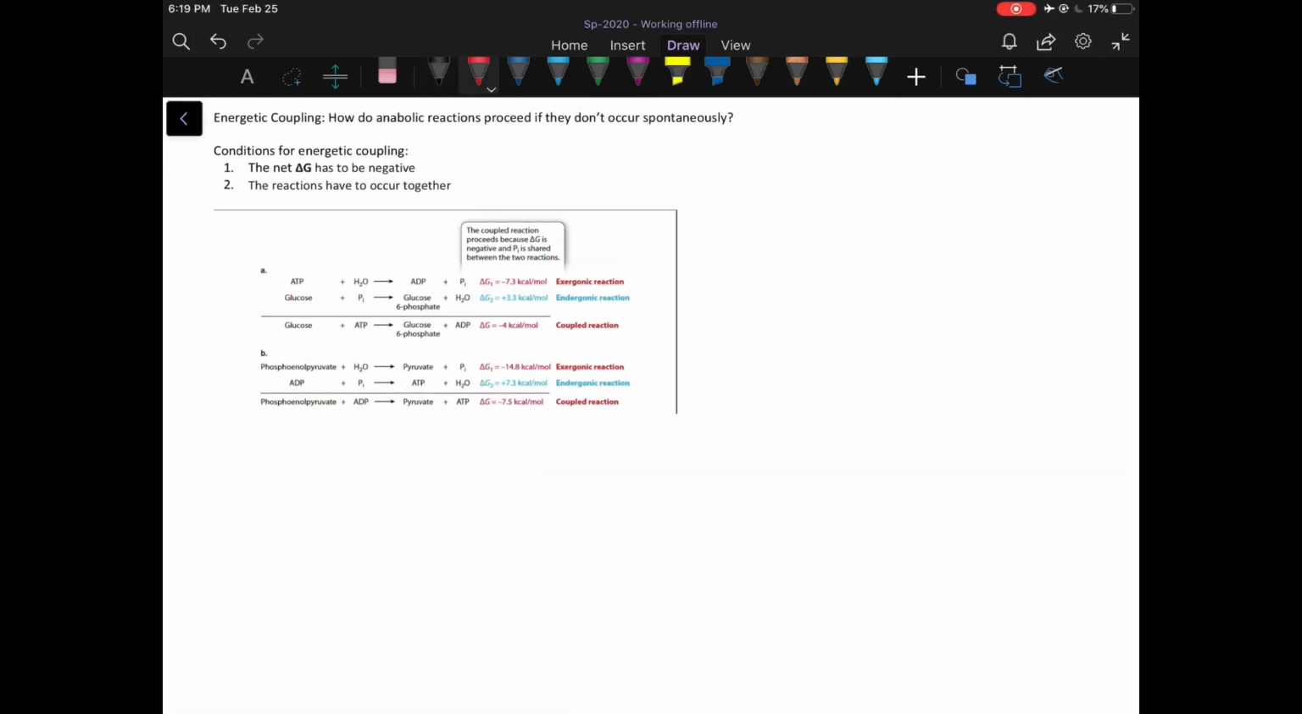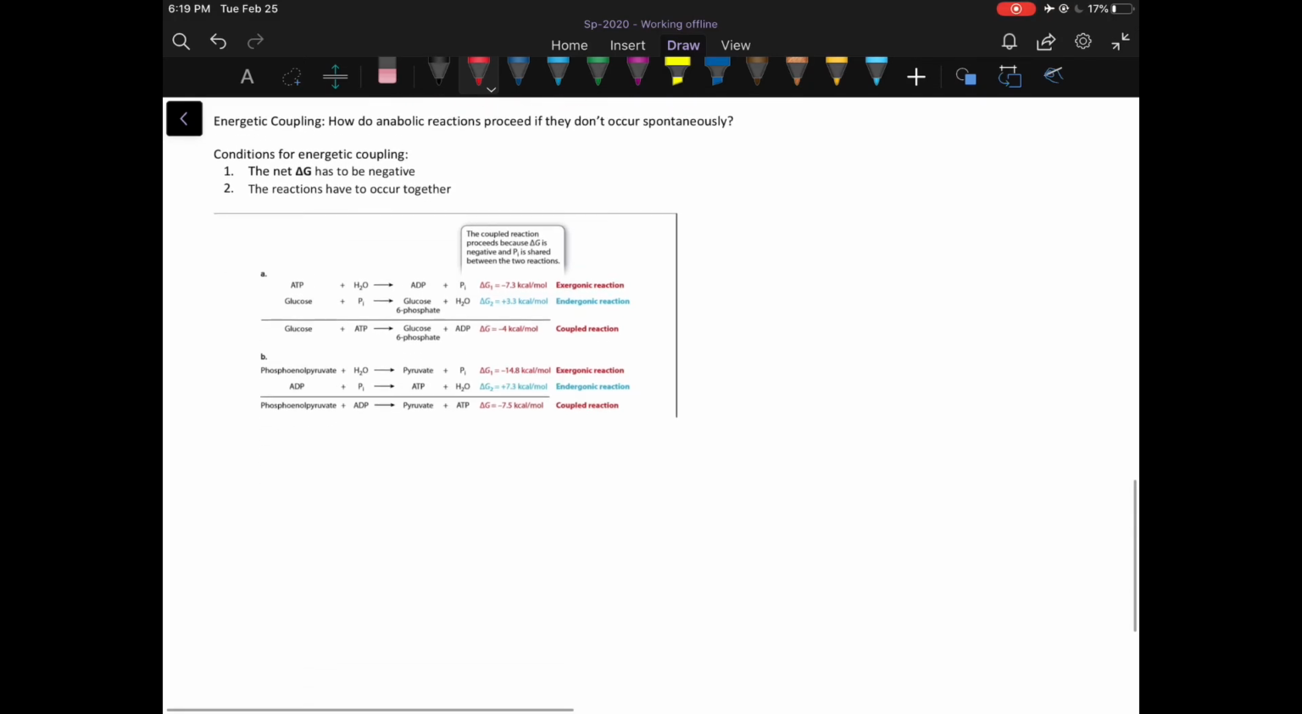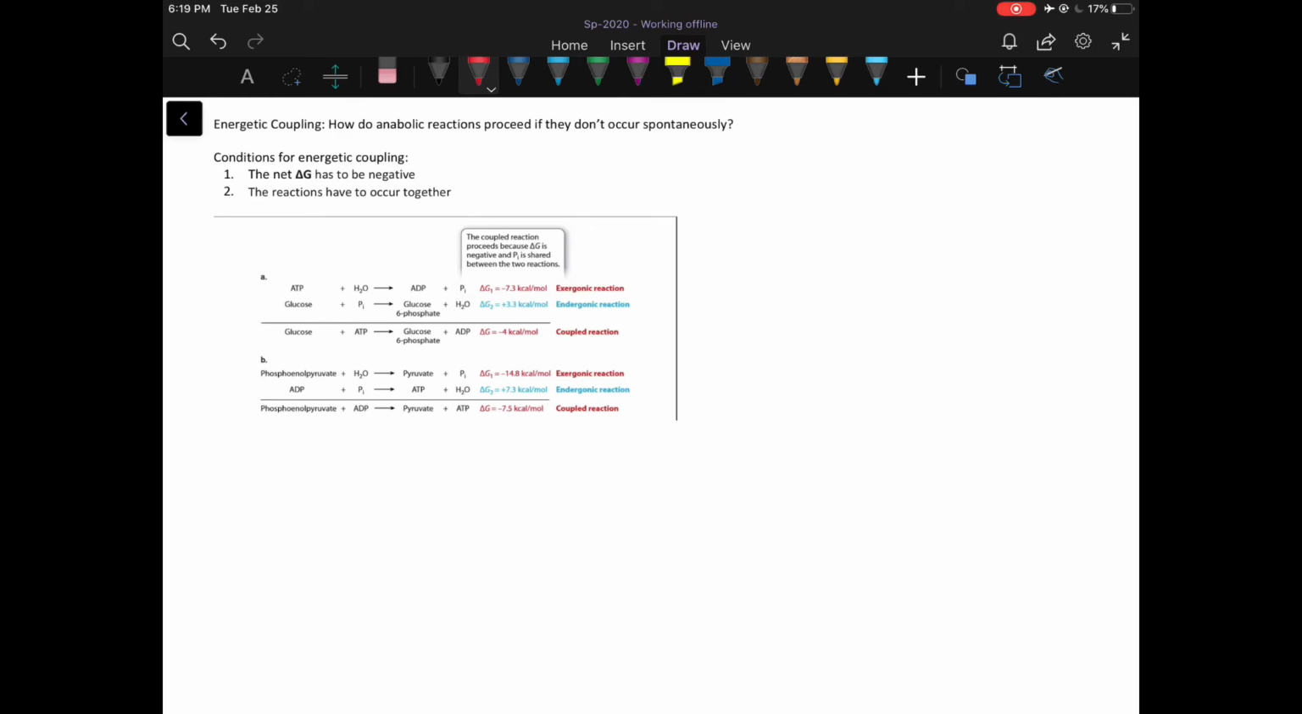So how do anabolic reactions proceed if they don't occur spontaneously? The answer for this is energetic coupling. It's basically when an exergonic reaction is coupled with an endergonic reaction, so that the endergonic reaction will proceed. The conditions for this are that the net delta G has to be negative for it to be a spontaneous reaction, and the reactions have to occur together.